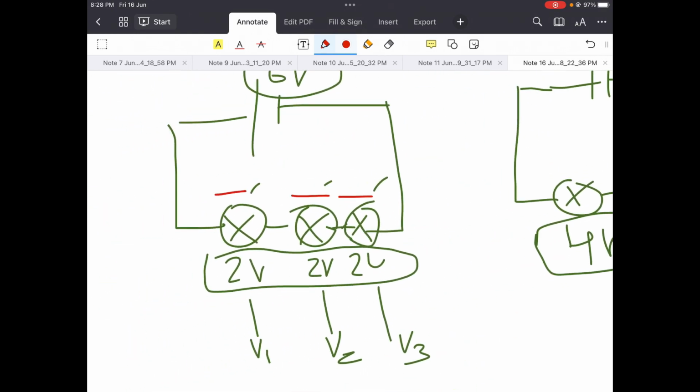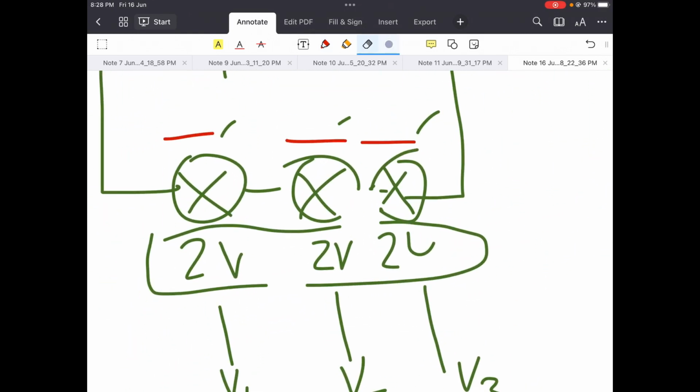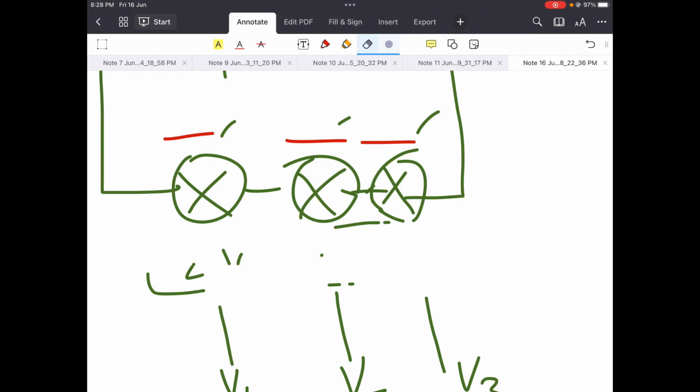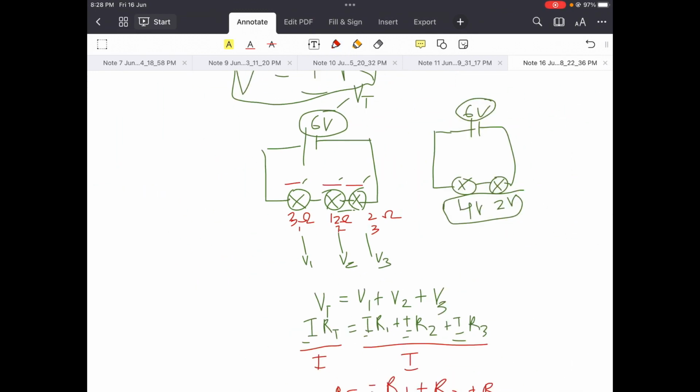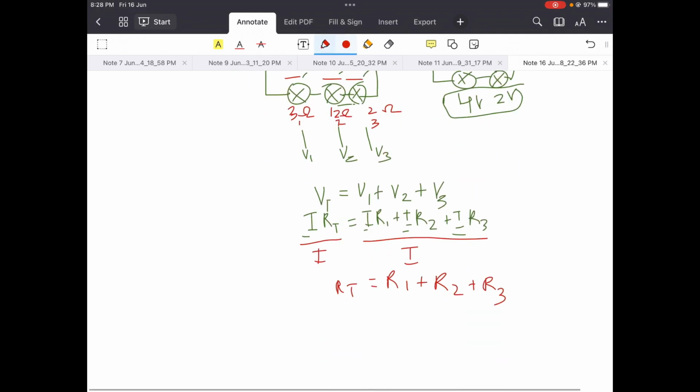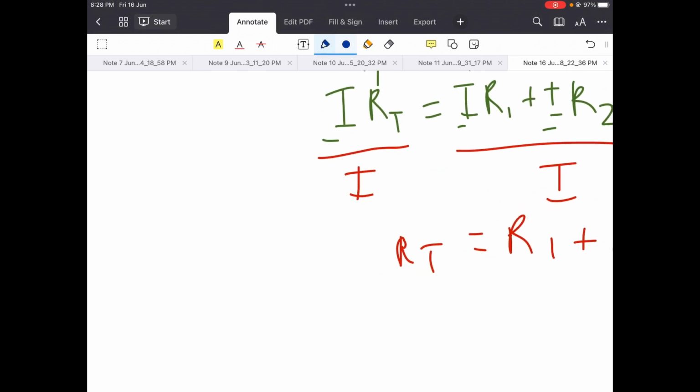Right? So let me remove this 2 volts stuff. Assuming you have, say, 3 ohms, 12 ohms, and 2 ohms, just random numbers, how would you calculate the total resistance? You would calculate it by adding all of these together. So you would do 3 ohms plus 12 ohms plus 2 ohms, and that would give you the total resistance, right? And that's for a series circuit.